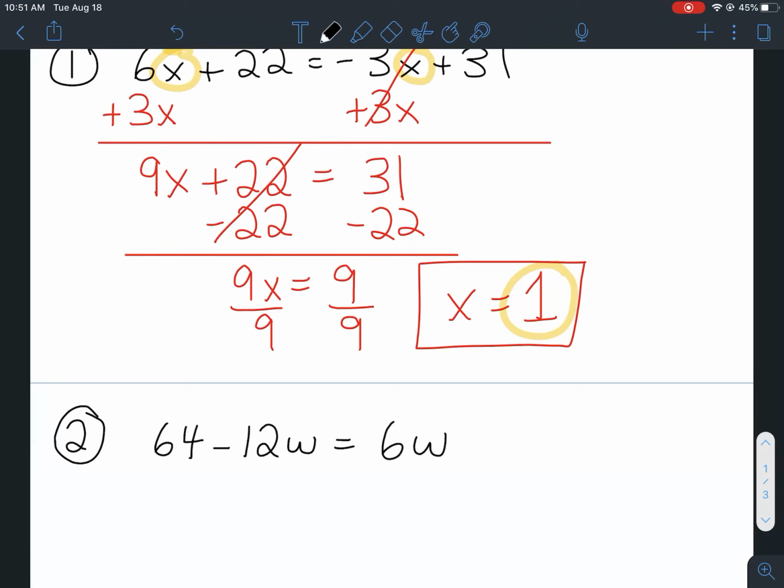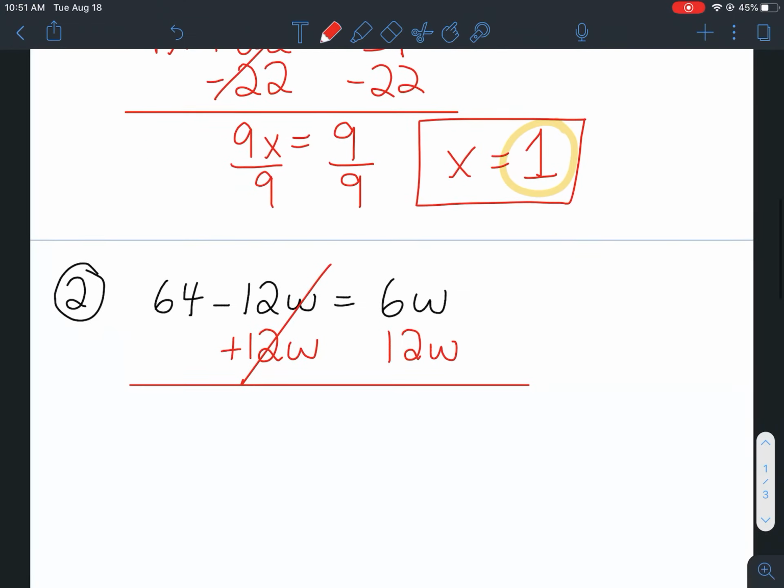Well, how do I get rid of a negative 12w, or a subtraction of 12w? You have to do the opposite, you add 12w. Whatever you do to one side, you have to do to the other. So make sure you're trying to line them up like this. It helps you organize it. If you're used to it from middle school, like drawing a line down here, you can definitely keep doing that. So the negative 12w and the 12w cancel, so we have 64 equals 18w.